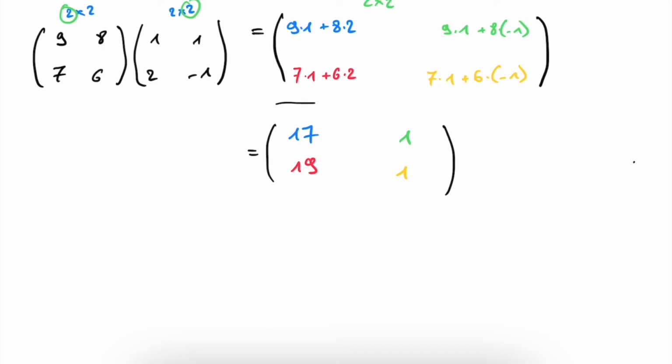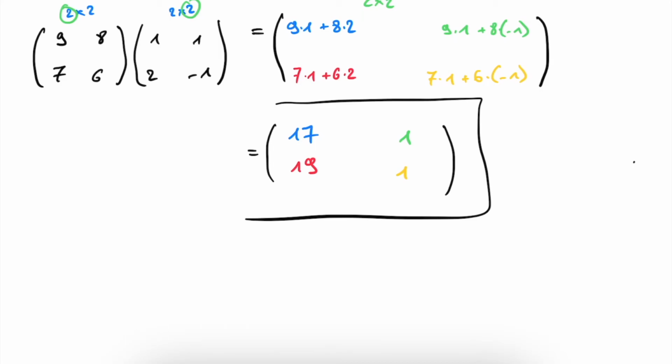And this result is actually different, you can check of course, from the previous result that we got when we swapped those two out. So in a mathematical sense, matrix multiplication is not commutative.